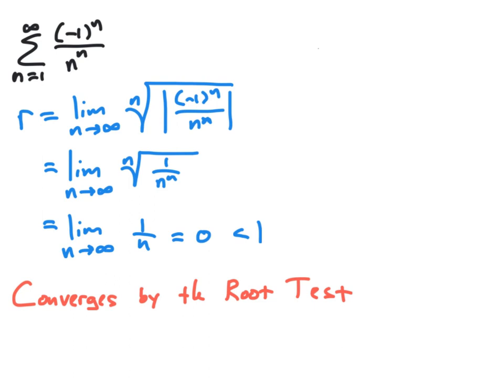When we take the absolute value, we simply remove the alternating sign in the numerator, and we're left with the limit of the nth root of 1 over n to the n, which is easily seen to be the limit as n approaches infinity of 1 over n. This limit is evaluated to be 0, which is less than 1, and therefore our series converges by the root test.